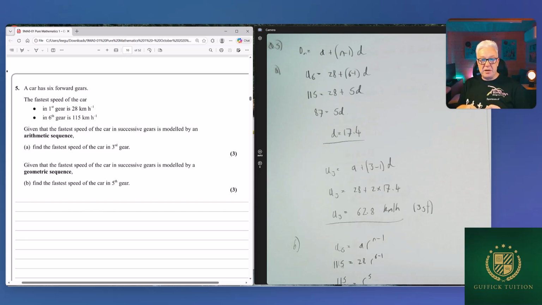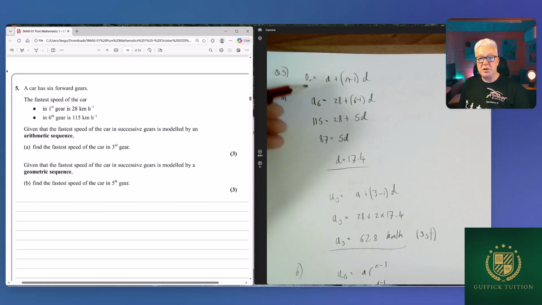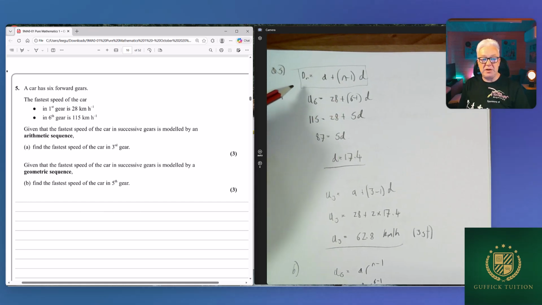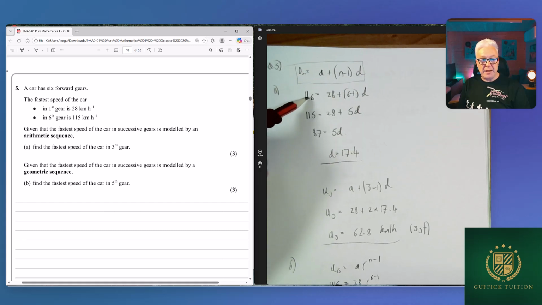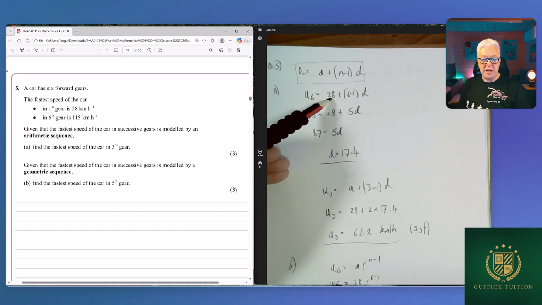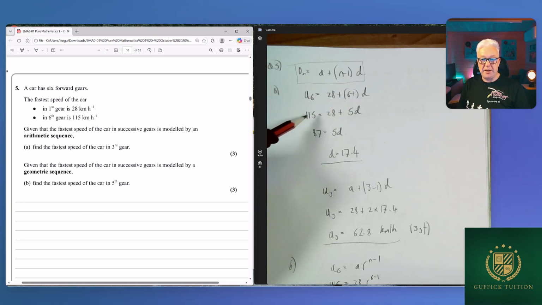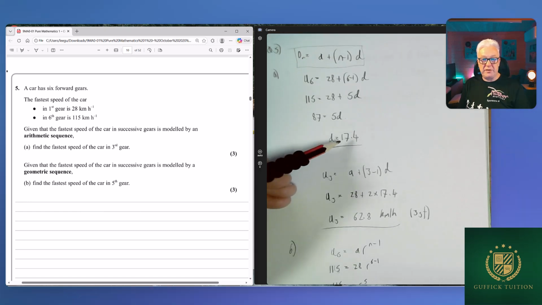So let's have a look and see what we've got. If we're talking about arithmetic in this particular question, then the formula for the nth term of an arithmetic sequence is a plus n minus 1 times d. So the sixth term is going to be u6, which is going to be the first term, which is 28, plus n minus 1, which is 6 minus 1 times by d. The only unknown in that is the common difference. So the common difference turns out to be 17.4.